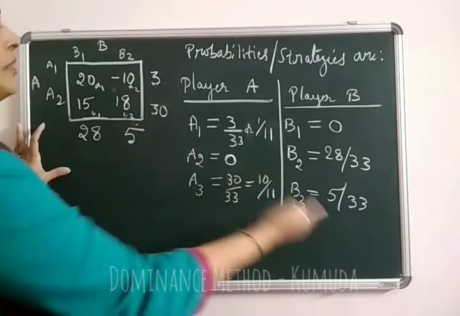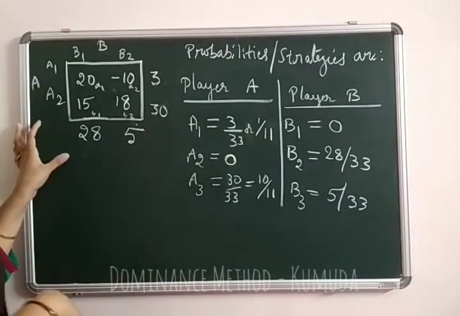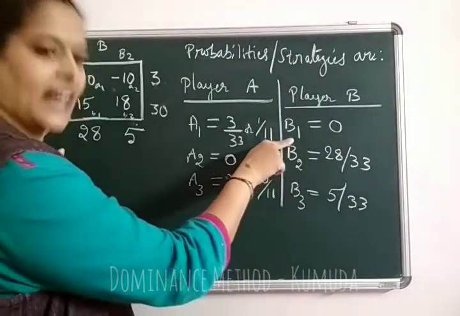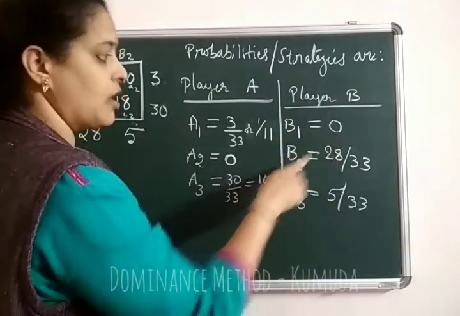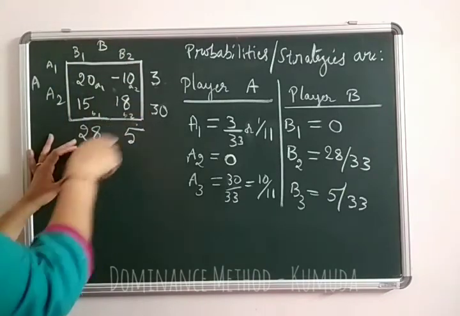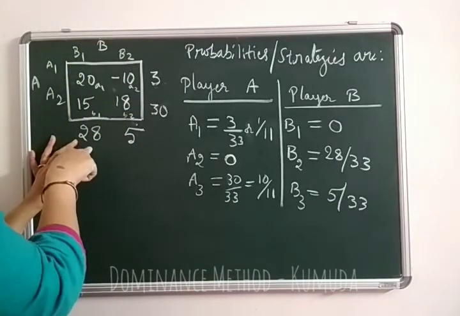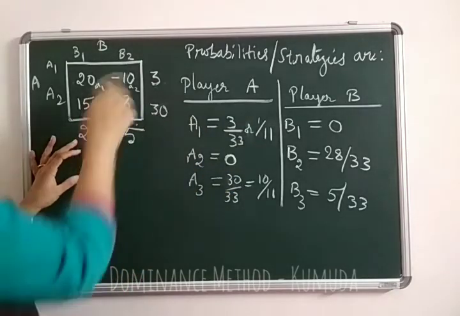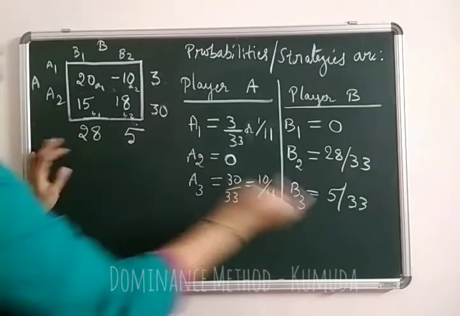Similarly, for player B also we are supposed to find out, and you remember that according to the column dominance, the first column was cancelled, so B1 is 0. How do you find B2? This is actually B2 and B3. So it becomes 28 divided by the sum of these two, that is 28 plus 5, which is 33, and 5 divided by again the sum of these two, that is 33.